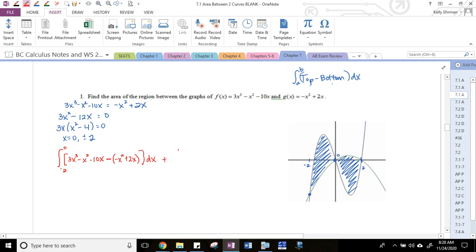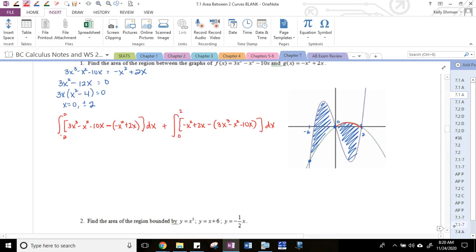Add to that the integral from 0 to 2 of what's top and what's bottom. Here, the top is the parabola and the bottom is the cubic. So here it's negative x squared plus 2x minus parentheses 3x cubed minus x squared minus 10x, dx.